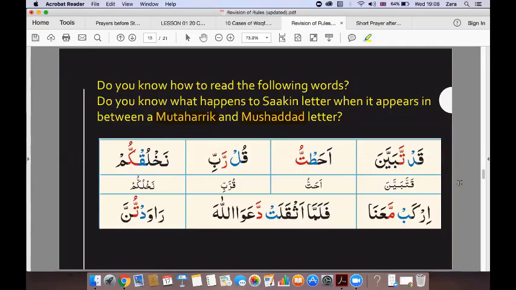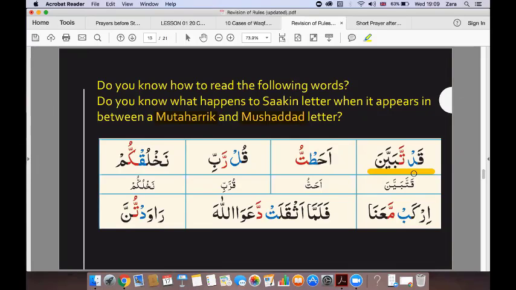My question to you is regarding the slide that we've got in front of us. The first question is, can you tell me in this first example, which is the Sakin letter? The Sakin letter is, I think, Ta. Say it again, please. Dal. Yeah, excellent. So that's 1 point.